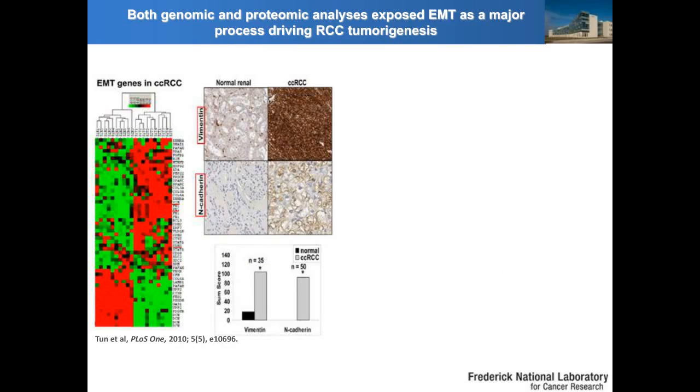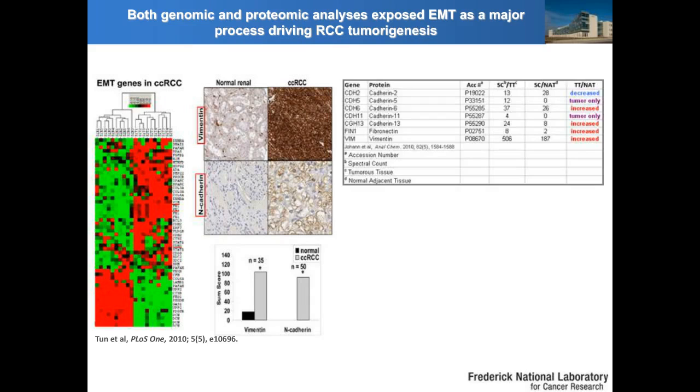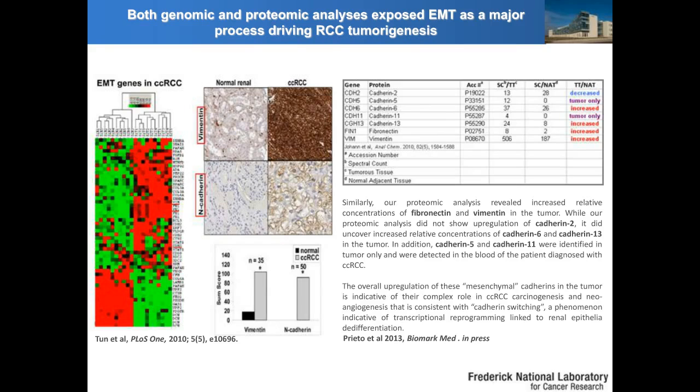Another aspect of that genomic study is showing that EMT is a major process driving renal cell carcinoma tumorigenesis. So here are the findings by Toon et al., and also underlined in red are the proteins that we have also identified, and they are matching the genomic findings. Obviously, vimentin we also found as overexpressed. The only difference is N-cadherin. We didn't find it upregulated in tumor, but other cadherins that they had mentioned before are also in line with this transition in tumorigenesis, which is driven by EMT. So the overall upregulation of these mesenchymal cadherins in the tumor is indicative of their complex role in renal cell carcinogenesis, and this is another finding of the genomic study that is in sync with our findings.